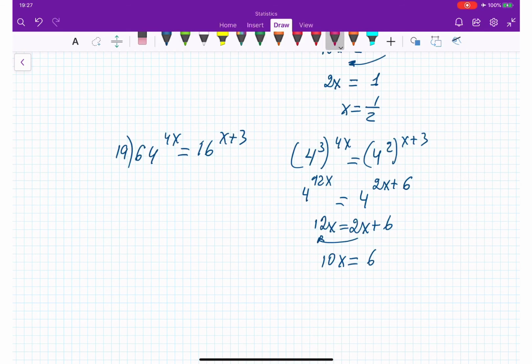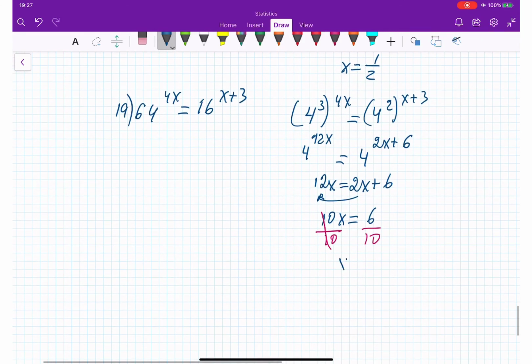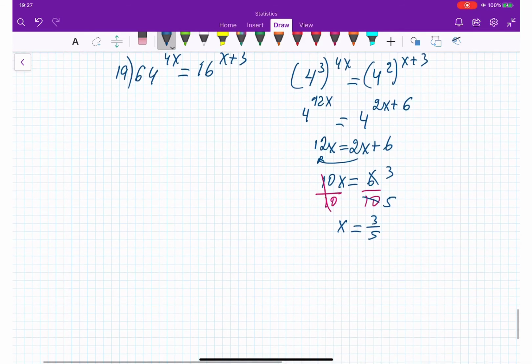And we divide by 10 here, by 10 here. And x is equal to, okay, 6 and 10, let's reduce by 2. This is 3, this is 5, and it's equal to 3 over 5. And the last question, question number 20.